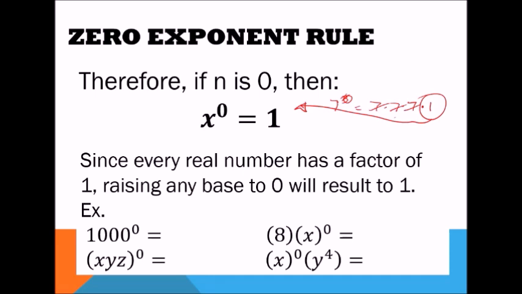So, for example, 1,000 raised to 0, this is equal to 1. If you have the quantity x, y, z raised to 0, then this is equal to 1. If you have 8 times x raised to 0, ang base lang po kasi ng 0 is yung x, so ito lang yung mawawala and this one will be equal to 8, kasi 8 times 1 siya, which is equal to 8. Then, x to the 0 times y to the 4th. Ito lang yung matatanggal kasi ito lang naman yung base ng 0 natin. So, ang magiging sagot ay y to the 4th.